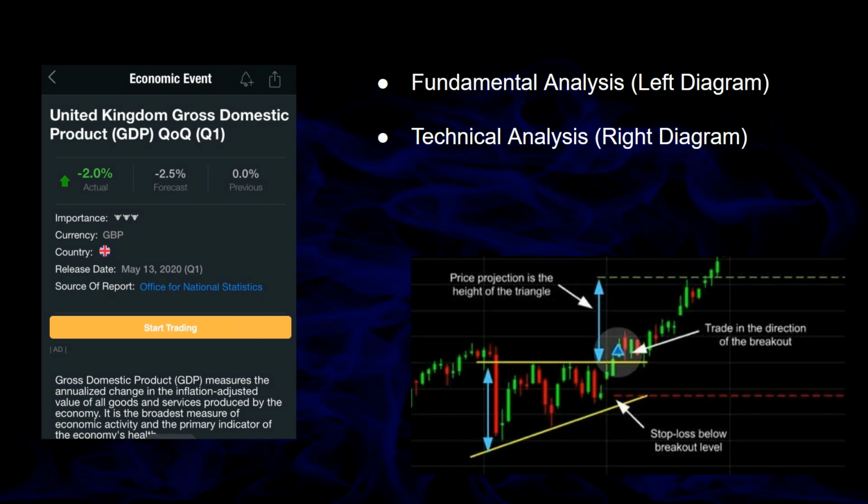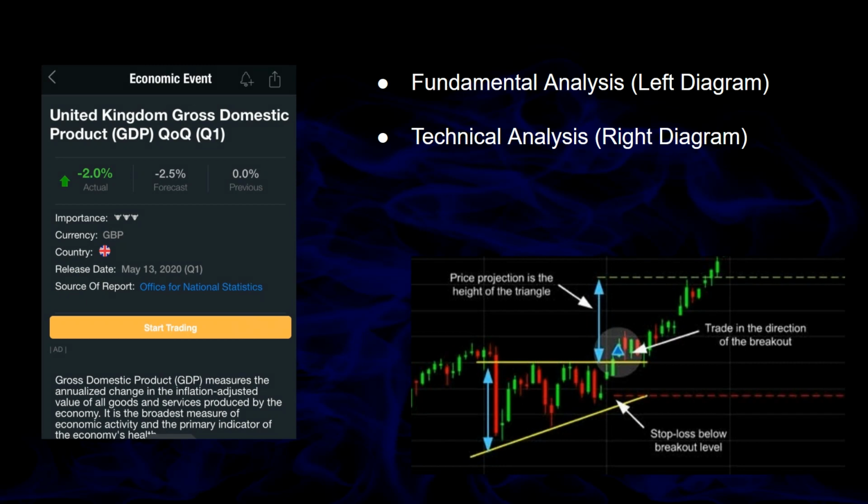So, like I said, going deeper into what fundamental and technical analysis is. Fundamental analysis is the diagram on the left. This is where we look at, for example, the United Kingdom's gross domestic product. GDP stands for gross domestic product, which measures the annualized change in the inflation-adjusted value of all goods and services produced by the economy. So when traders look at news or economic data, this is what they mean by fundamental analysis.